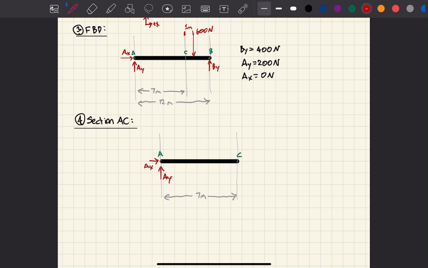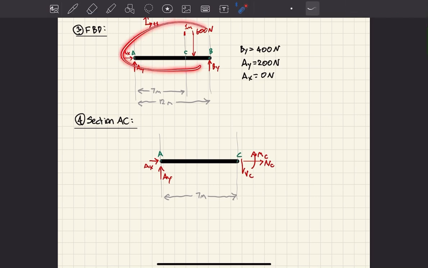What other forces do we have? Well, we section the beam right here, and whenever we section a beam, we have an M and V, right? So we're going to say Mc, Nc, and Vc. And these are the three things we want to find.